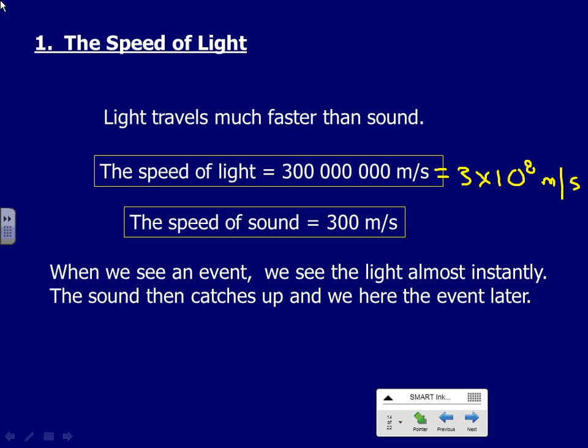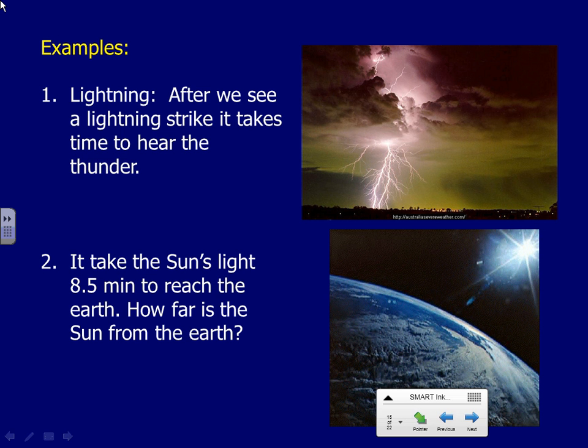When we hear an event, we see the light almost instantaneously. The sound then catches up, and we hear it later, because we hear with our ear. There's a mistake in there that I'll have to fix. Good fix. Let's write down a couple examples of that.